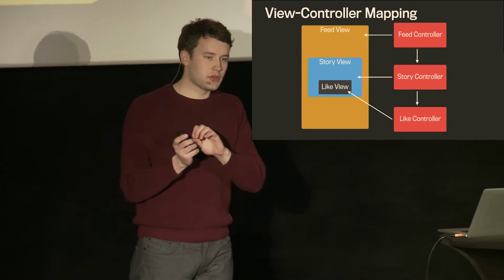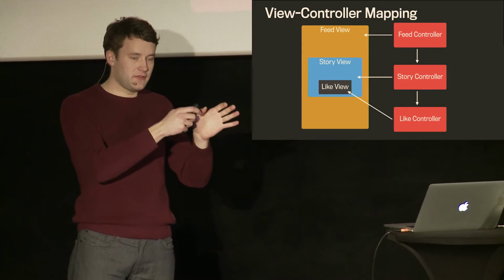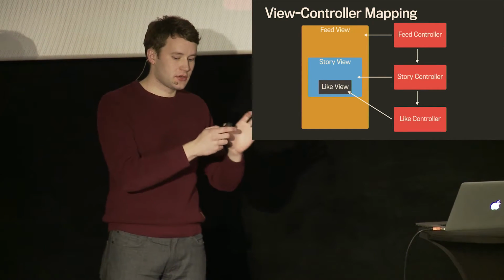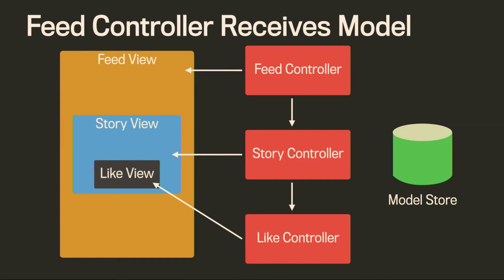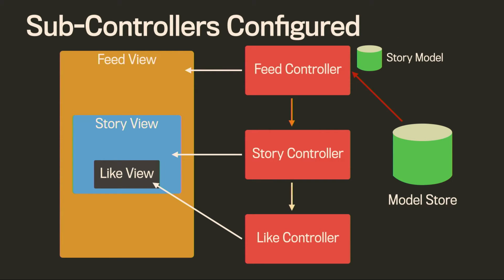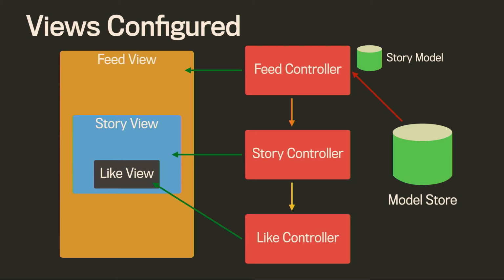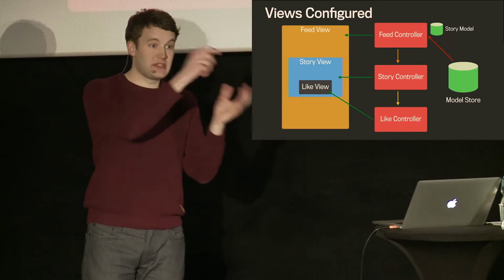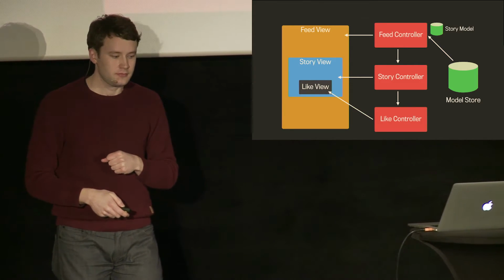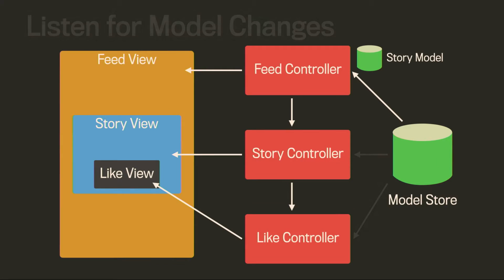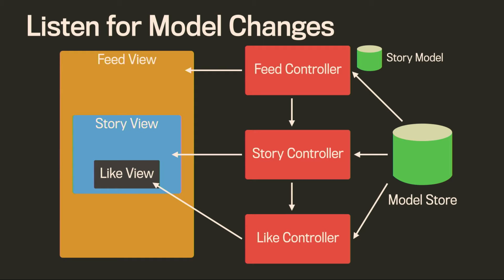So the feed controller is going to be responsible for managing the feed view. The story controller manages the story view, and so forth. Now we need to flow a model in there, right? We've downloaded some data from the network. So we pass a story model into the feed controller, and it's going to pass it down into the story controller and its subcontrollers. Each of those will update its corresponding view to show whatever data is on that model. All right. So now the user taps a button. They tap the like button.